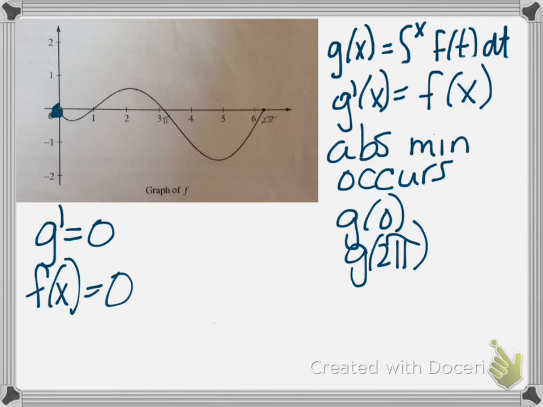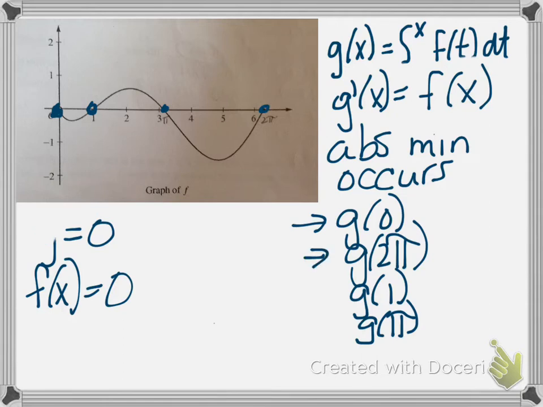Well, right here at 0, but we already have that right here. At 1, so we have to test g of 1. Right here at pi, so we have to test g of pi. And right here at 2 pi, and we already have that over there. Okay?